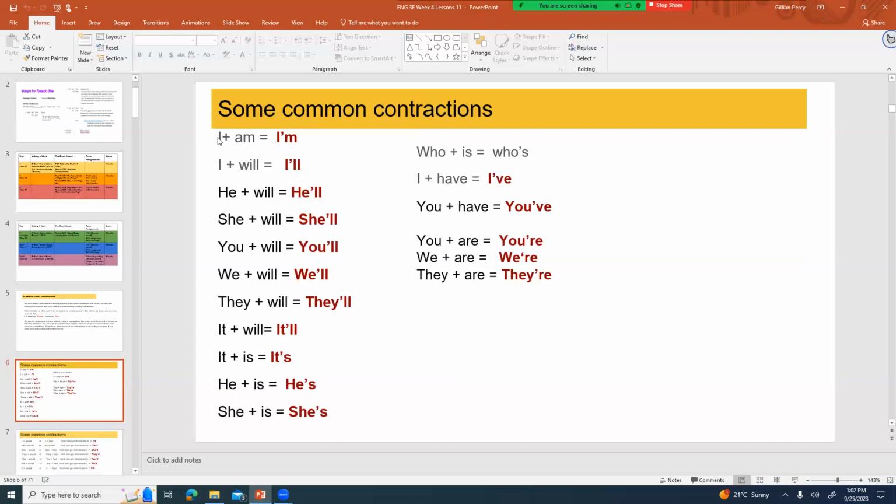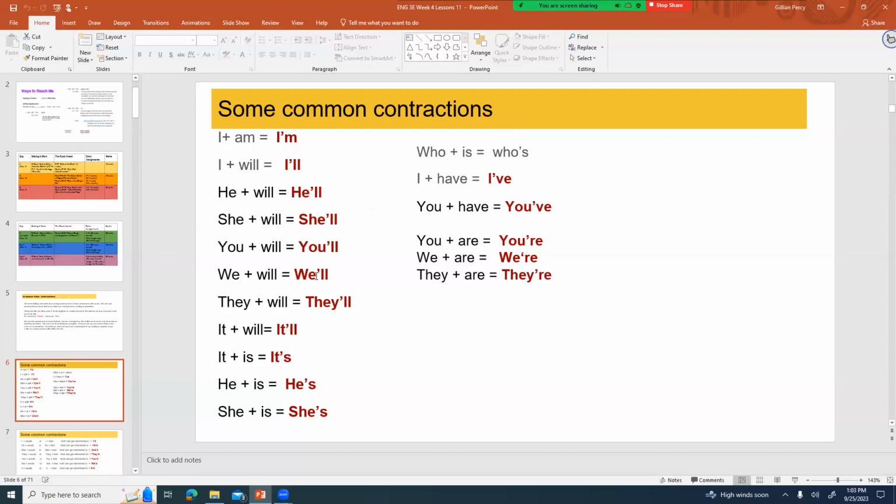Sometimes we connect a pronoun with a verb. So I am becomes I'm. I will becomes I'll. He plus will becomes he'll. Now you can see, if I took the apostrophe out of there, it would just say the word hell instead. So that would be not what I was trying to write at all. So the apostrophe really is important. You can't forget it, okay? She plus will becomes she'll. You plus will becomes you'll.